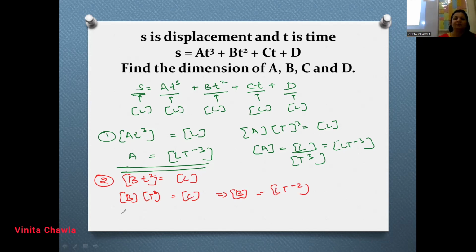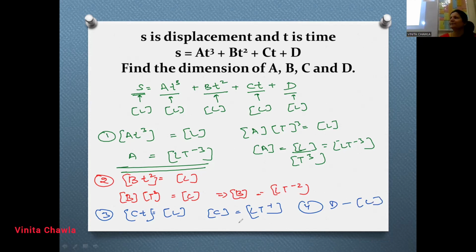Third, CT is L. The dimension of C is LT minus 1. And that of D is L. Okay. Verify.